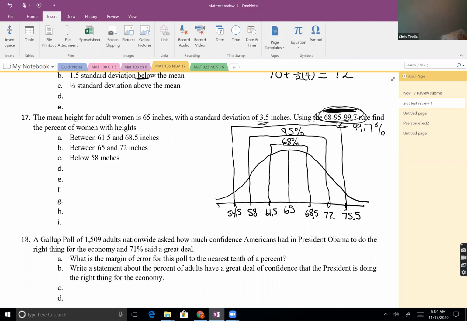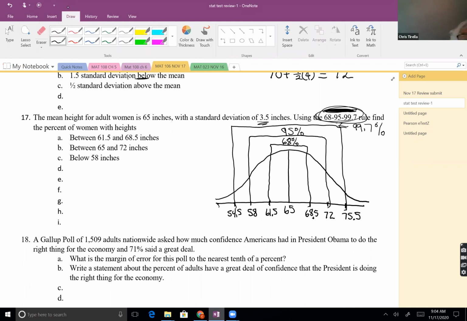Everybody all right so far? So now, because I can, I'm going to play with colors. The next part asks me for the percent between 61.5 and 68.5 inches. 61.5 to 68.5. Does everybody notice that those numbers mark off one entire section? And that's the section that's 68%.